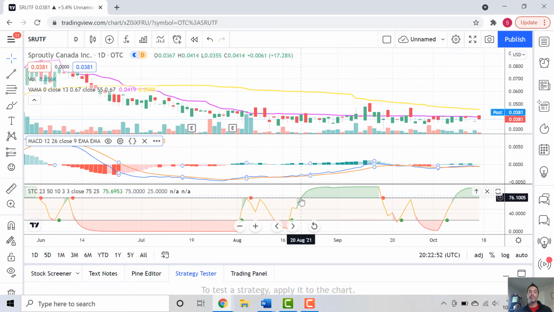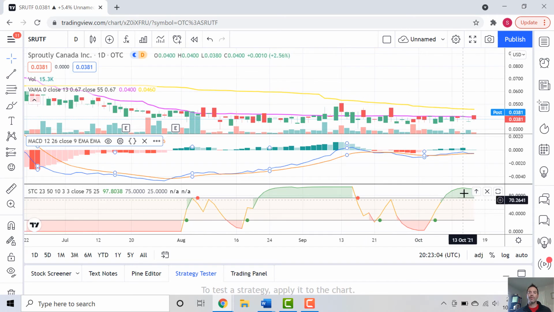So what else is happening more recently? We can see 20th of August, we did cross above 75 again. More recently, 8th of October, we crossed above and we're currently above. So an altogether different reading than we got from the MACD, which really was showing us nothing, showing us neutrality. Here we're getting a little bit of strength, and have been for the last week or so.